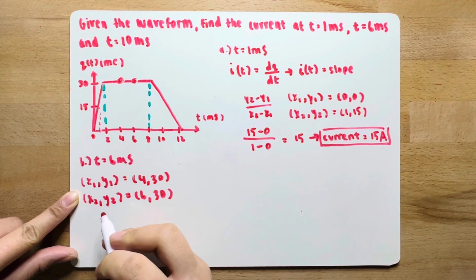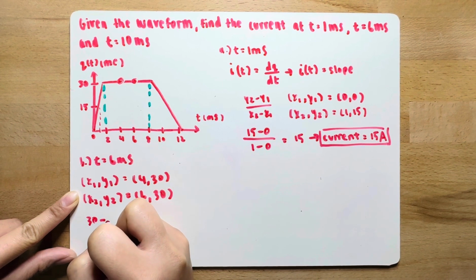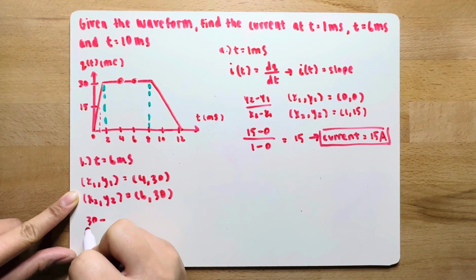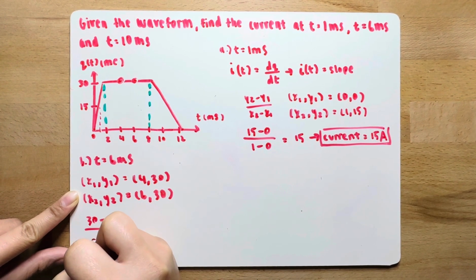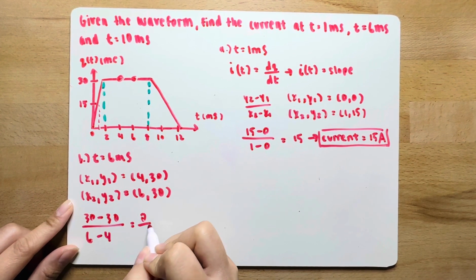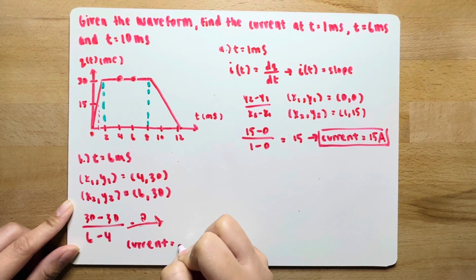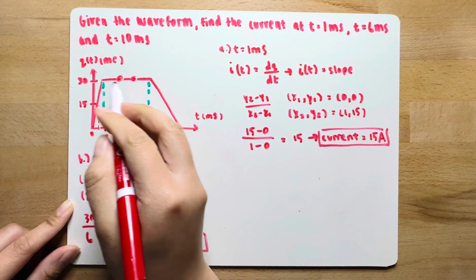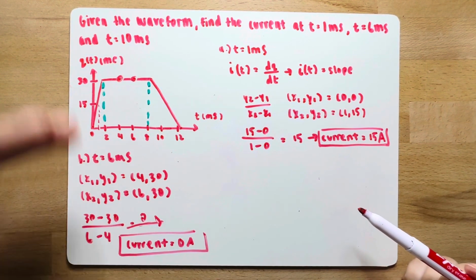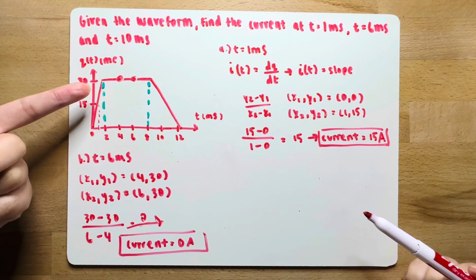Okay, now I want to find the slope of this. You have y2, which is 30, minus y1, which is 30, so it's just going to be 30 minus 30 over 6 minus 4. 30 minus 30 is 0, so slope is going to be 0. So current is 0 amps. And this makes sense because when you look at this, it's a straight horizontal line. Therefore, there's no rate of change. There's no slope. So slope is 0, okay?